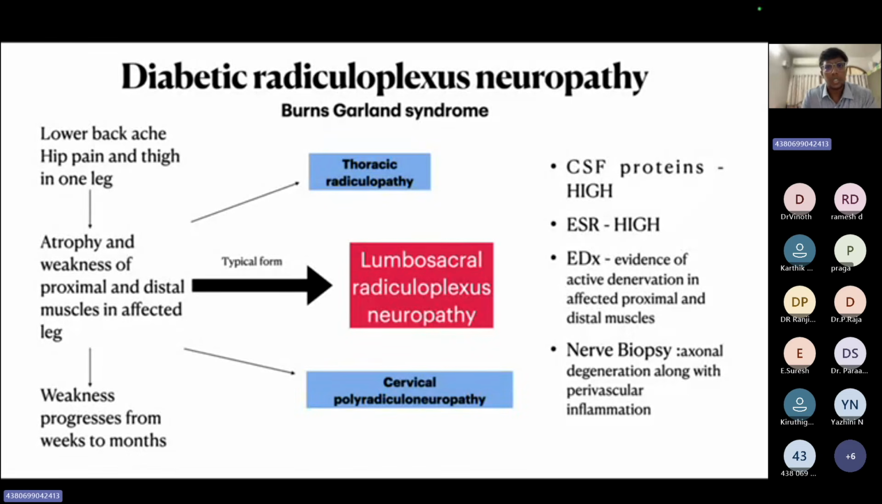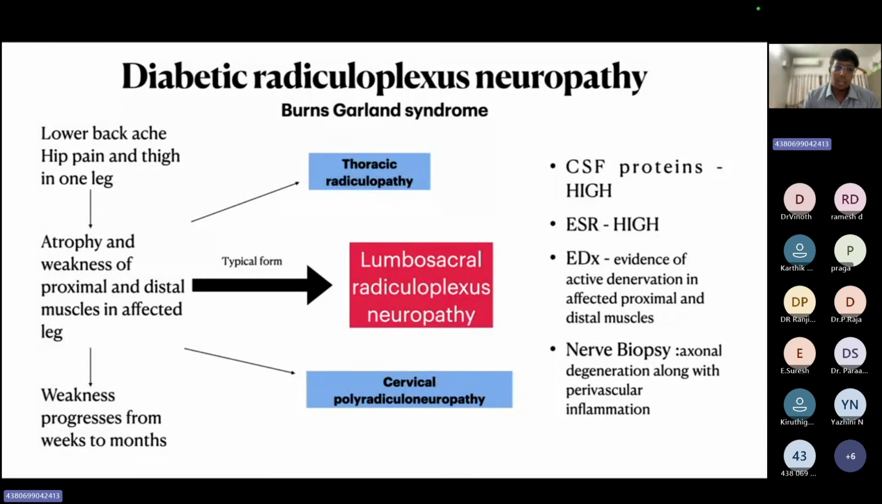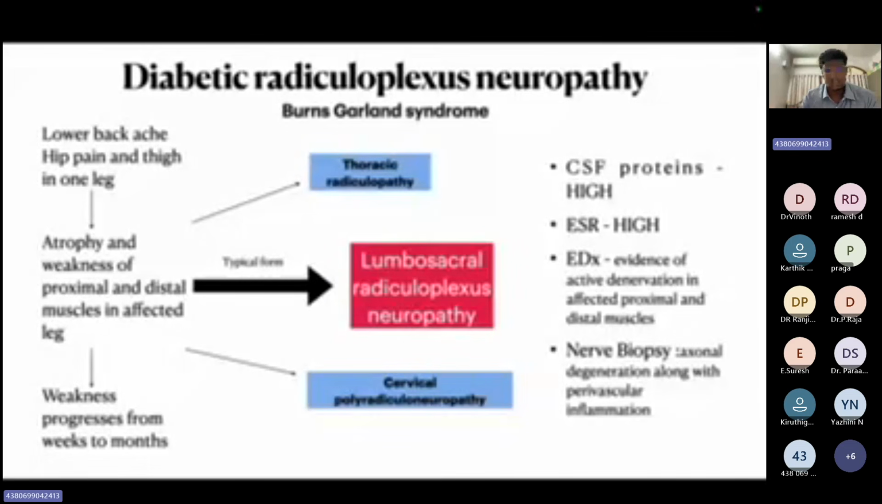It is also called Bruns-Garland syndrome. Here, the patient experiences a lower backache with hip pain and thigh pain, which is mostly localized to one leg. The patient has atrophy and weakness of the proximal and the distal muscles in the affected leg. As the weakness progresses from weeks to months, the pain also gradually increases.